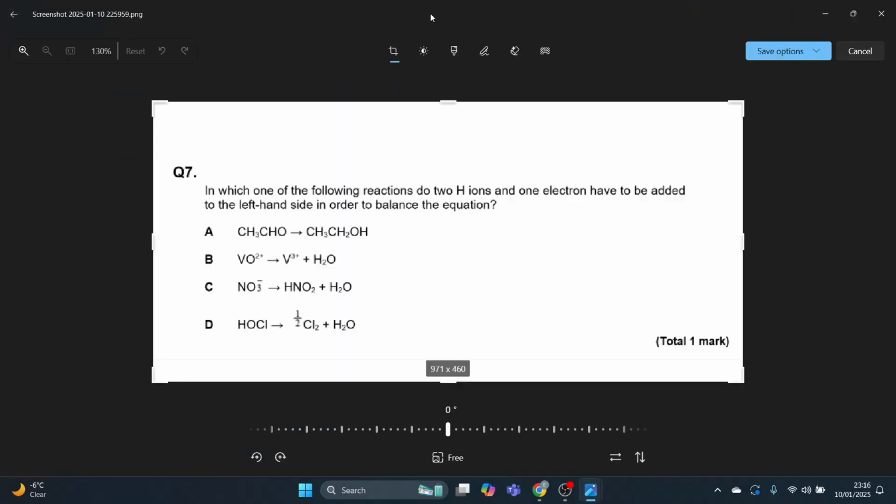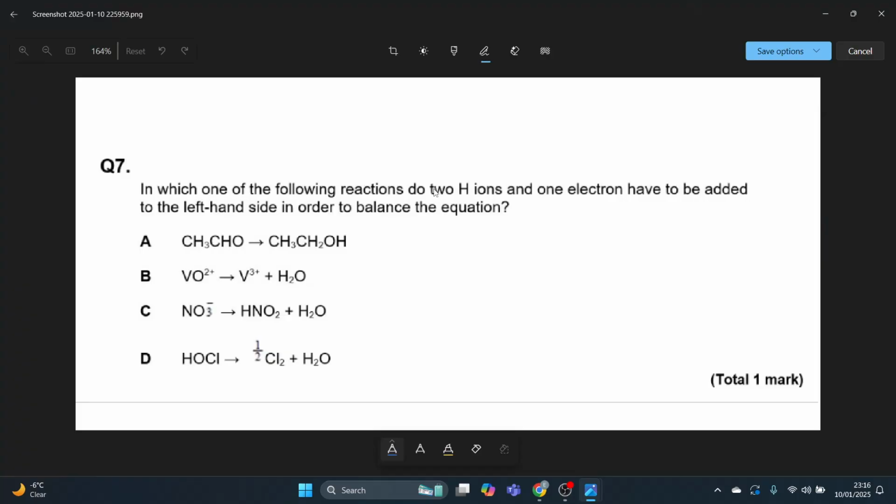Question 7. In which one of the following reactions do 2 H+ ions and 1 electron have to be added to the left hand side of the balanced equation? Again, I'm going to give you guys 5 seconds to answer this. 5, 4, 3, 2, 1. It's obviously going to be B.